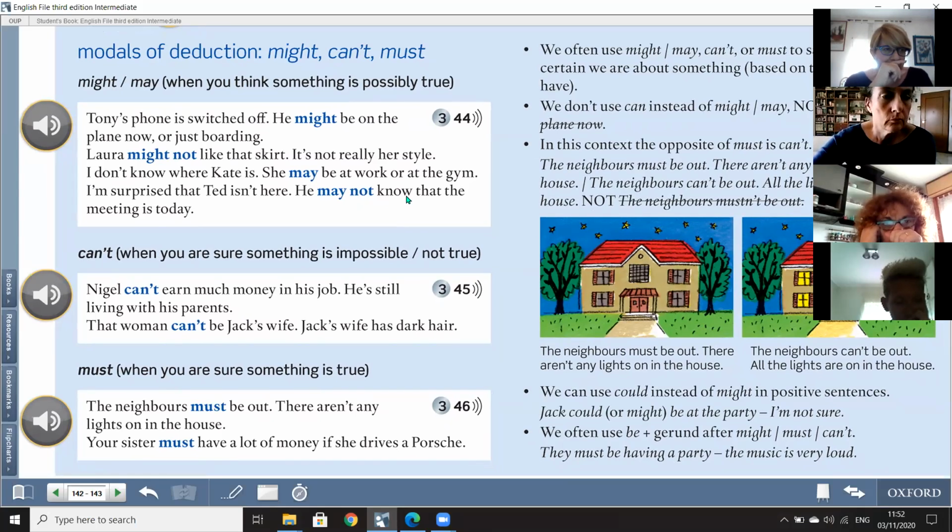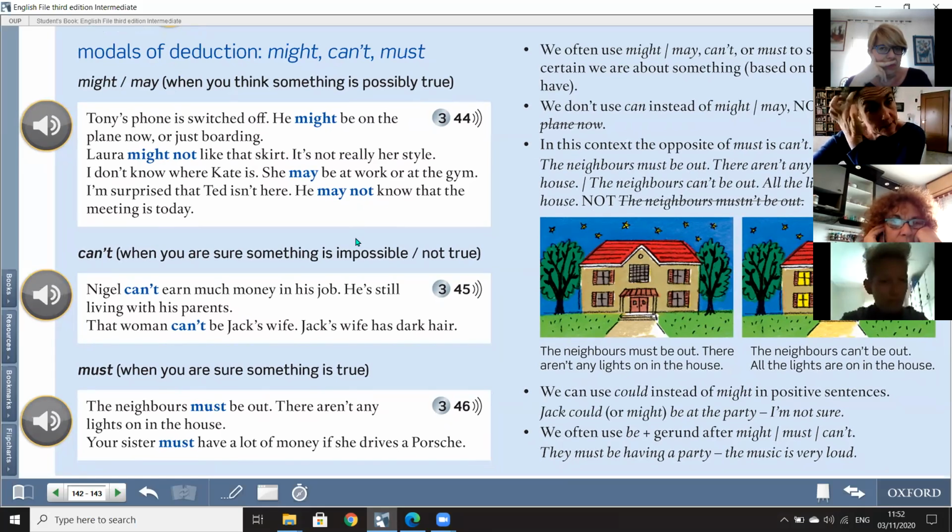Vai, Antonella, vai, leggi il number. Okay. Tony's phone is switched off. He might be on the plane now or just boarding. Laura might not like that skirt. It's not really her style. I don't know where Kate is. She may be at work or at the gym. I'm surprised that Ted is there. He might not know that the meeting is today.